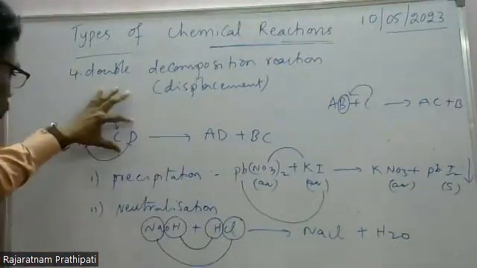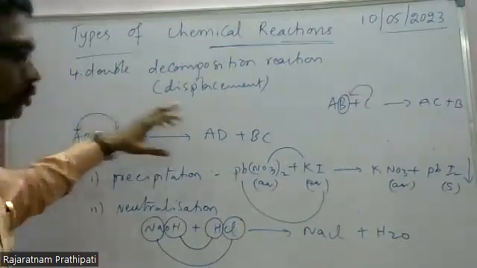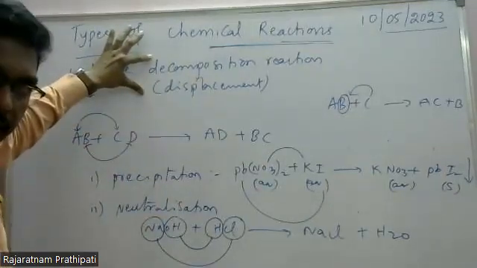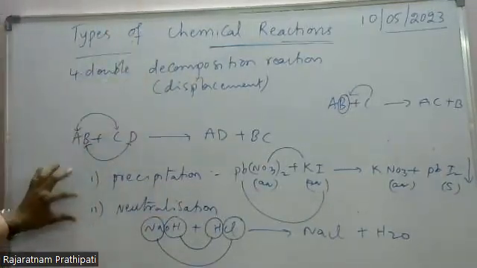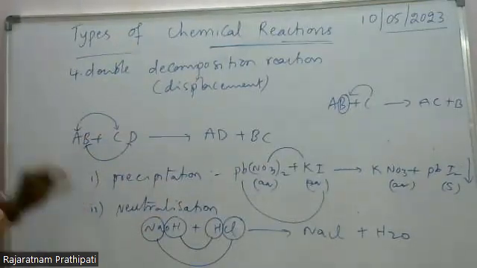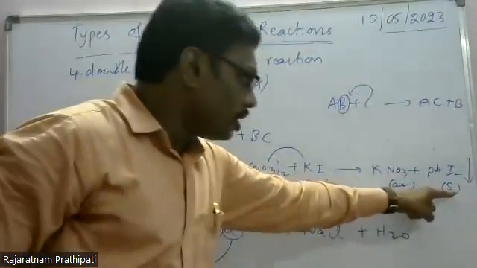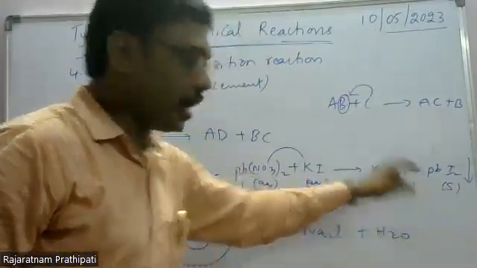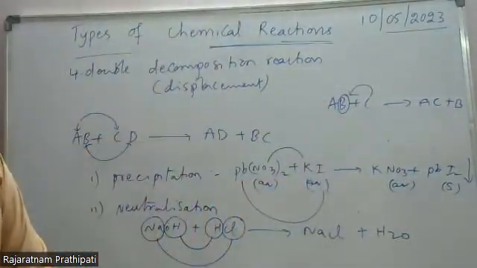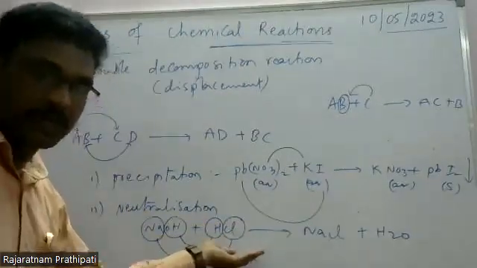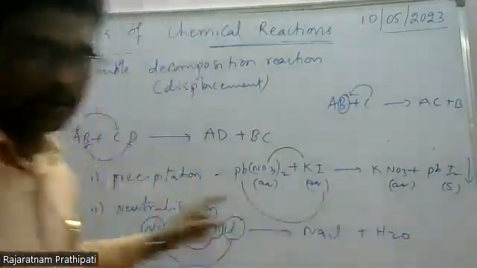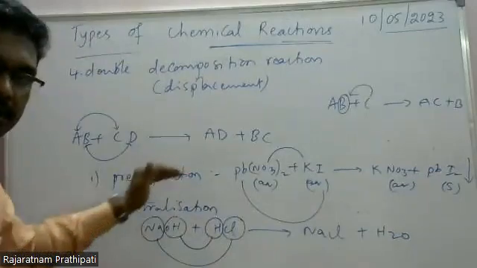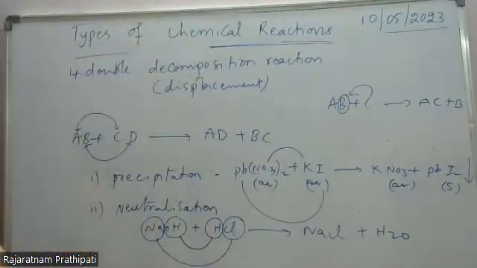So two compounds exchange their ions to form two new compounds. Then the reactions are called double decomposition reactions, and these are of two types: precipitation reactions and neutralization reactions. The insoluble substance which is separated from the solution is called a precipitate, and the reactions are called precipitation reactions. Here acid plus base gives rise to salt plus water. Those are called neutralization reactions. These two come under double decomposition reactions.